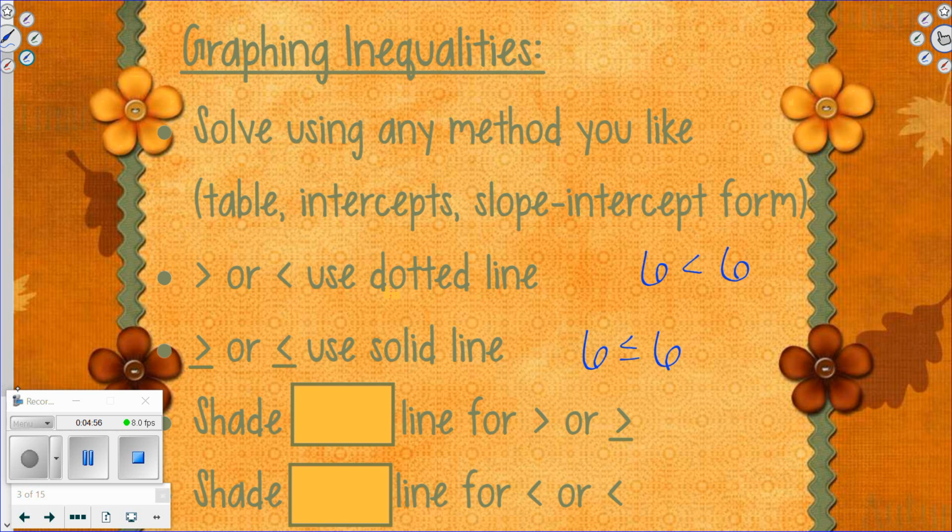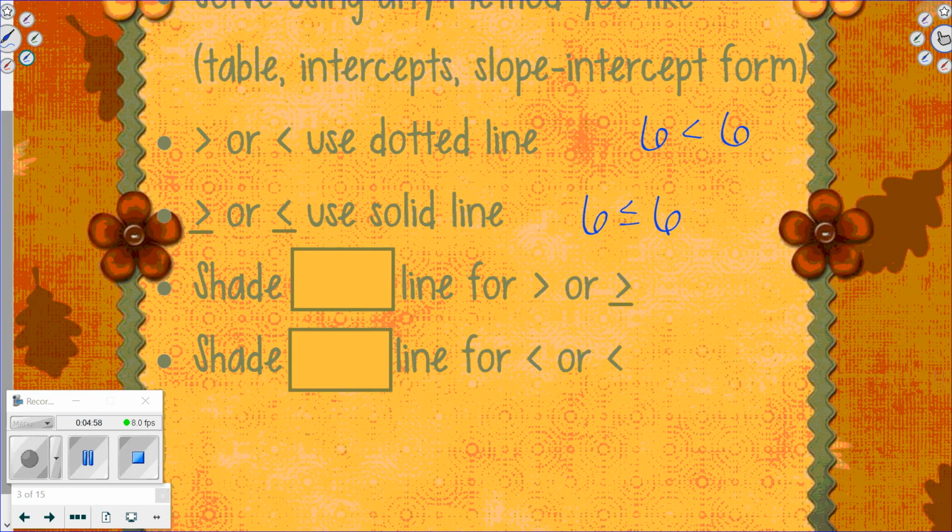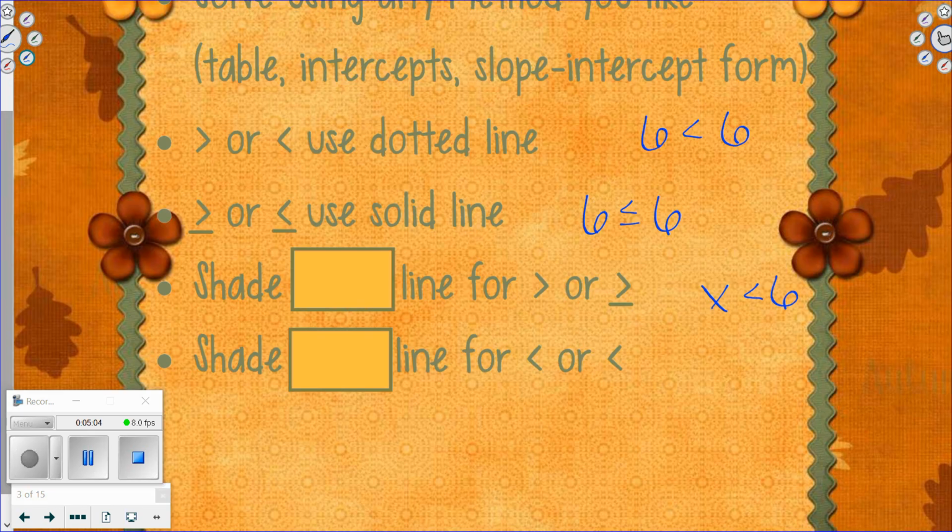All right, and then inequalities are talking about a big range of numbers, right? Like if I ask you what number is less than 6, it doesn't have just one answer, right? It's got anything less than that. It goes on forever. Would that include decimals and fractions? Yeah, anything. Okay, so what we do is we shade.